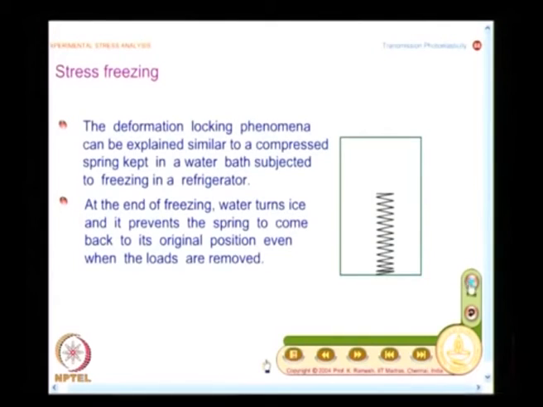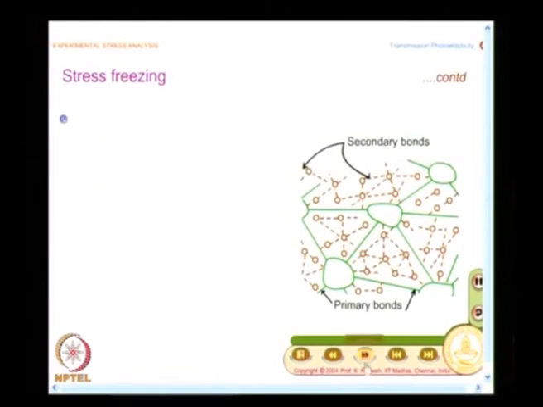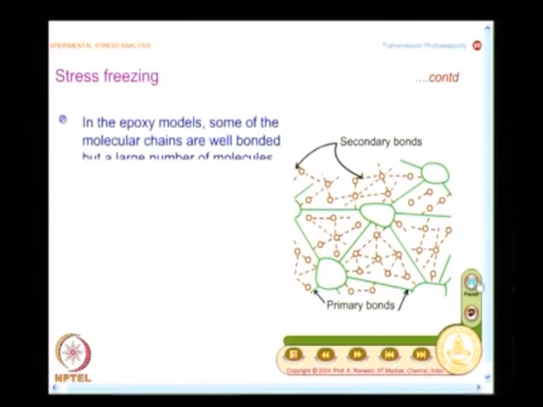And what you have here? This epoxy can be thought of as an assembly of secondary bonds as well as primary bonds. When I have an epoxy, schematically this is shown. In epoxy models, some of the chains are well bonded, but a large number of molecules are loosely bonded. So, the well bonded ones you call primary bonds, and the chains that are loosely bonded you call secondary bonds.